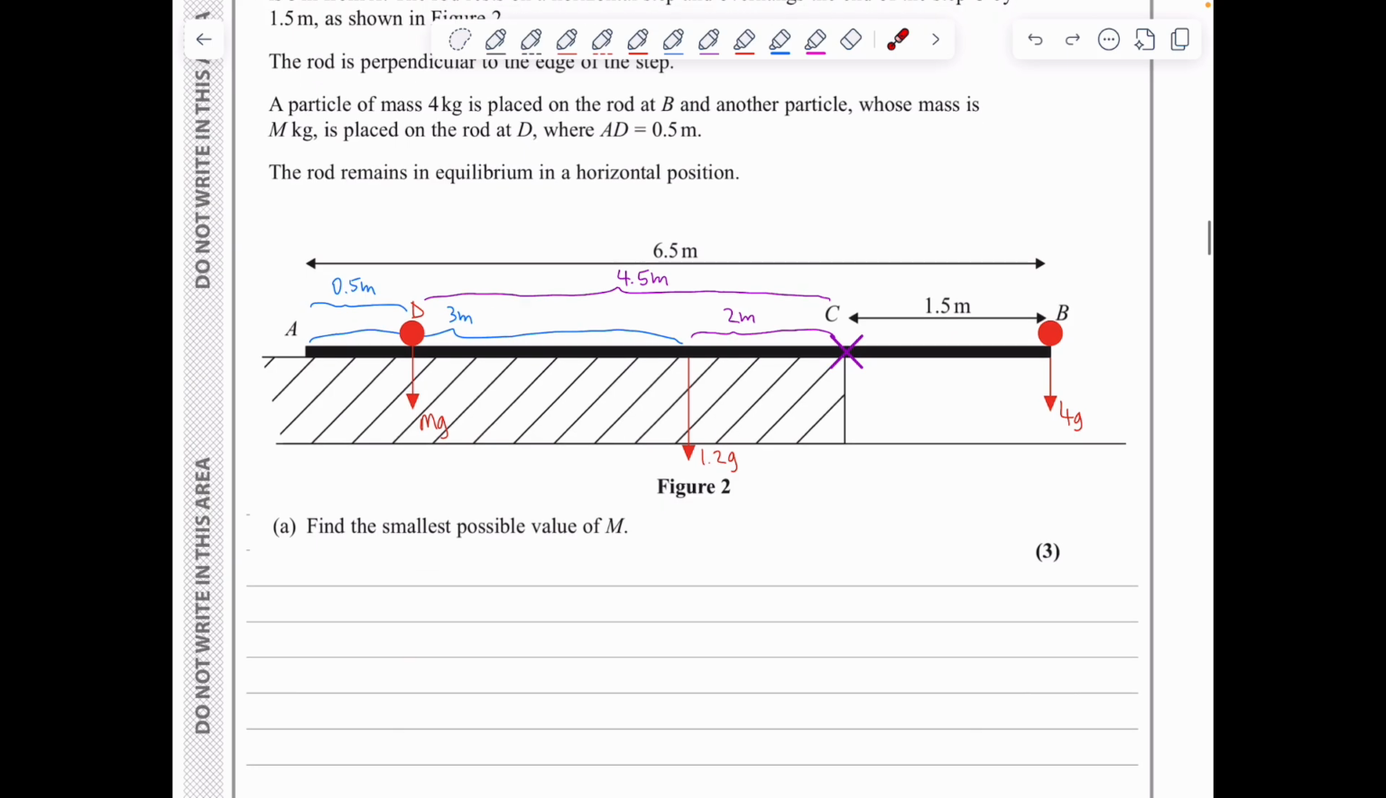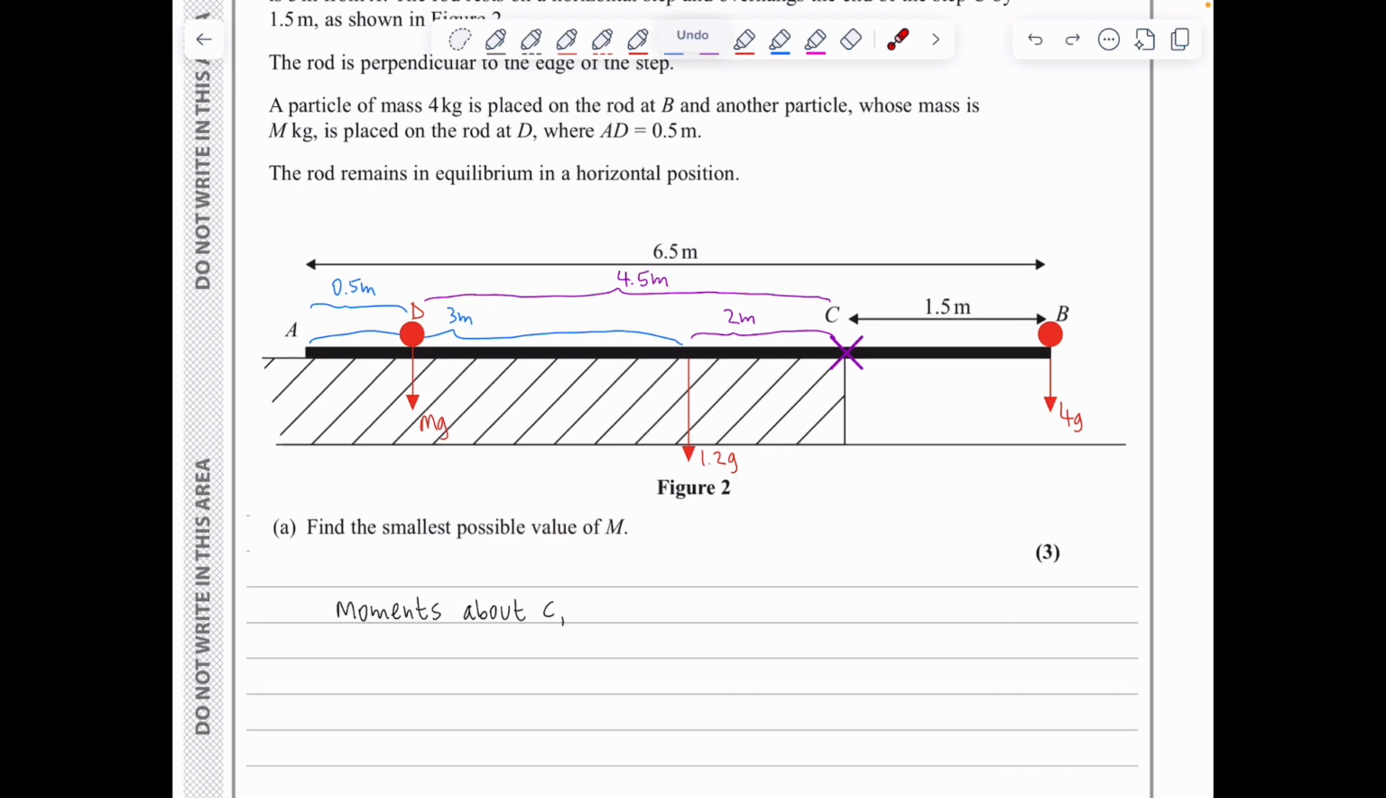And I can proceed in taking moments about C. So clockwise moments, it's the B acting at a distance of 1.5 meters. So the clockwise moment is 1.5 times the 4g. And the anti-clockwise moment, it's going to be the D, which is acting at a distance of 4.5 meters.